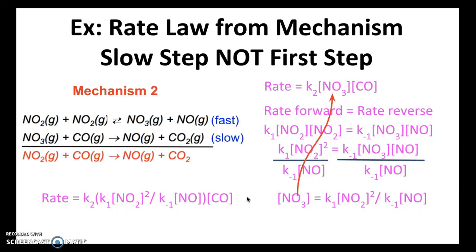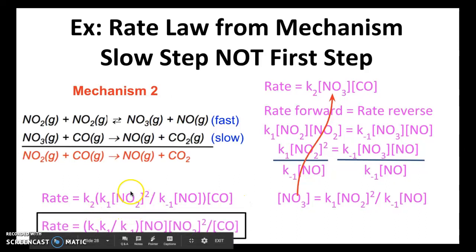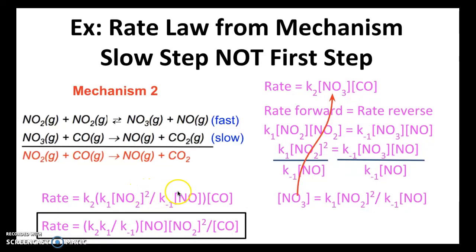Now I'm going to simplify this by combining all of my K's. I'm going to use my understanding of fractions and what happens when you multiply fractions. I combine all the K's and get K2 times K1 divided by K minus 1. Then I'm going to also combine my concentrations, so I get NO times NO2 squared all over CO. And that's the rate law that I get for mechanism 2. So again, if you need to try this, I would pause the video now and on a separate sheet of paper, see if you can try this.